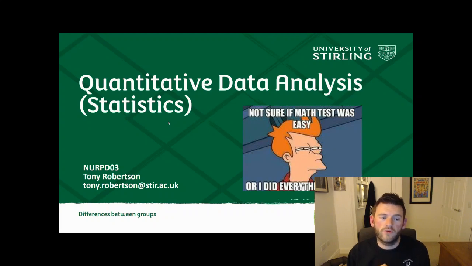Okay, so now we're going to move on to look at differences between groups. And this is where we would have categorical data for one of our measures, the predictor, or the independent variable, and we have continuous data as our outcome or our dependent variable. And that allows us to look at differences between groups.